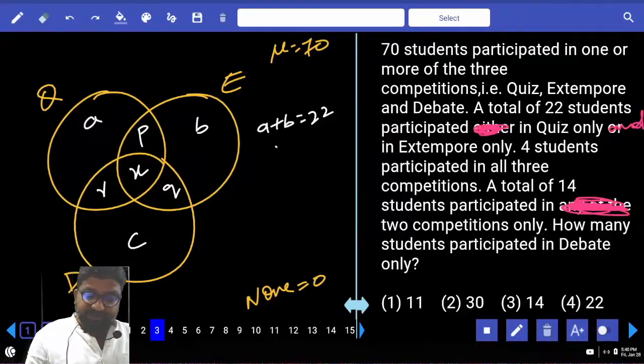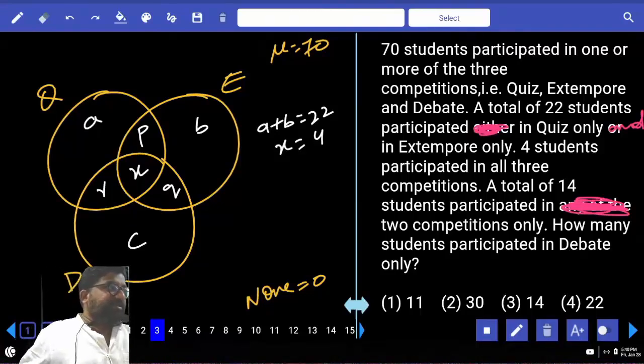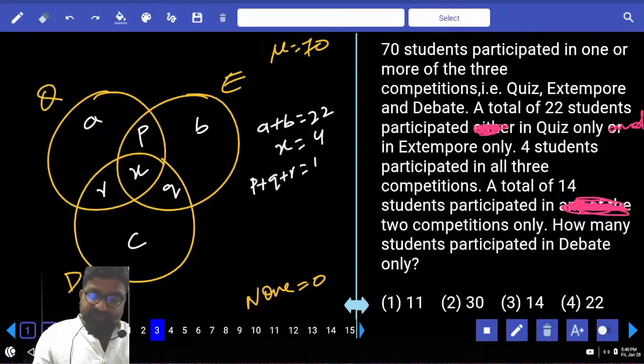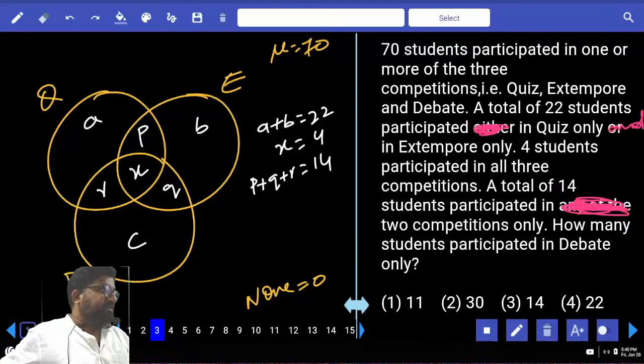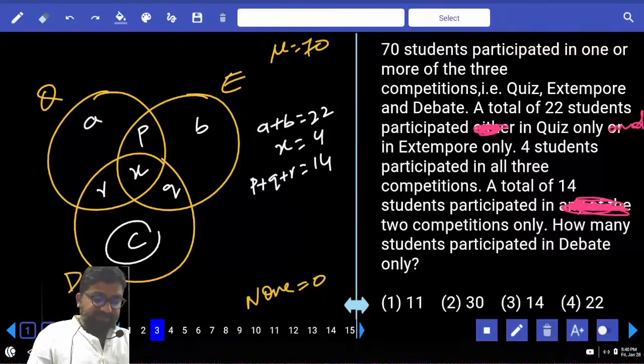Next, 4 students participated in all the 3 competitions. For all the 3, X equals 4. Next, a total of 14 participated in 2 competitions only. What is 2 competitions? P plus Q plus R equals 14. Understood everyone? Now what is the question? How many students participated in debate only? He is asking the value of C.